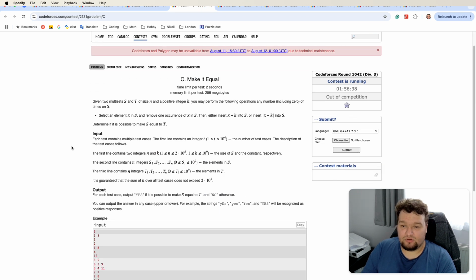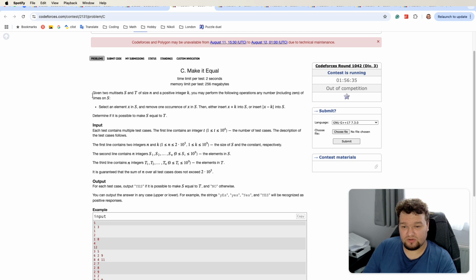Problem C, make it equal. Given two multisets S and T of size n and the positive integer k, you may perform the following operations any number, including 0, of times on S. So we are making operations only on S, and in the end we want to make S equal to T. Okay. So our operation is select an element x in S and remove one occurrence of x from S. Then either insert x plus k into S or insert the absolute value of x minus k into S.